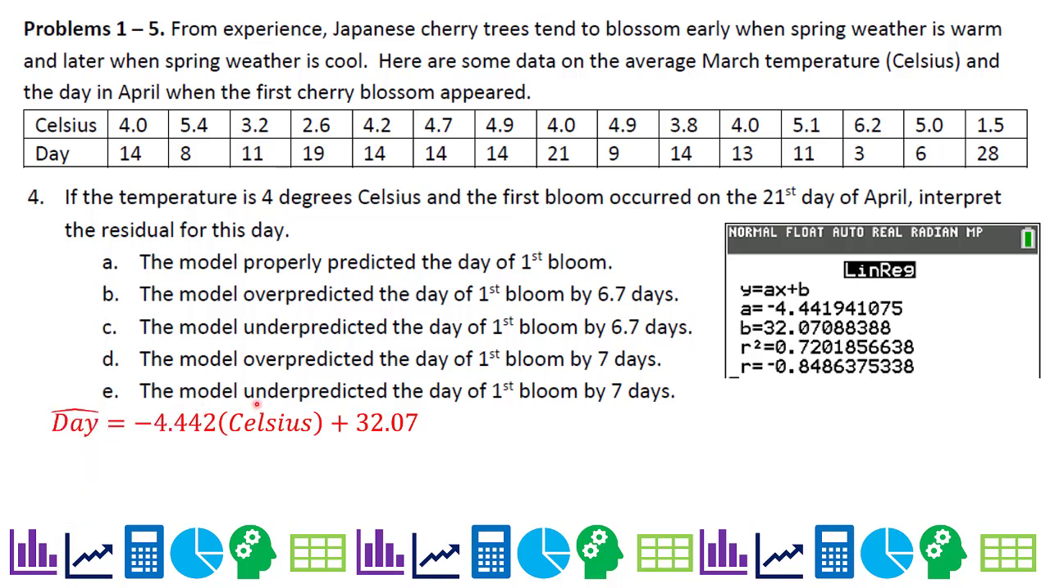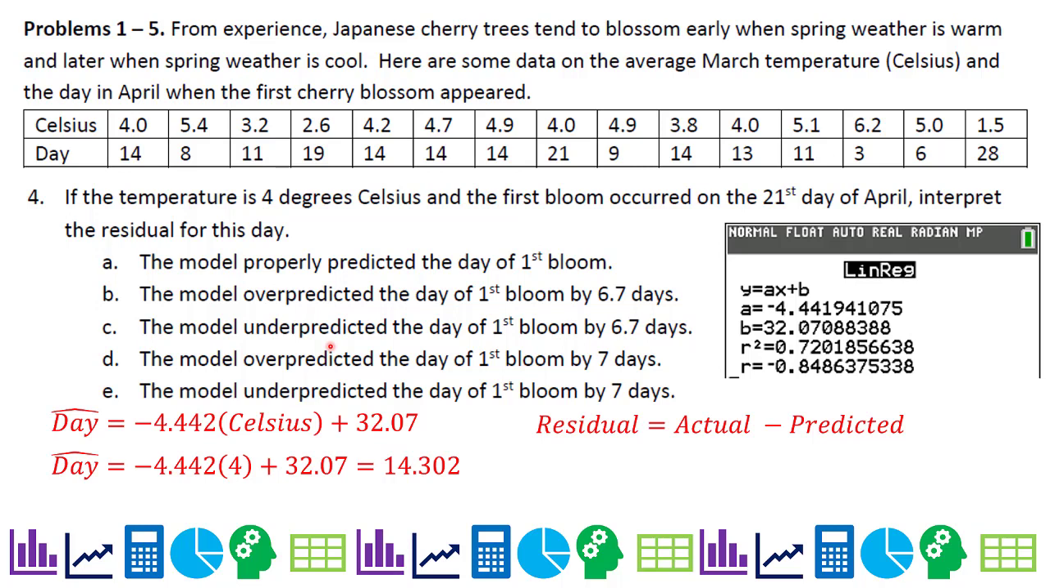So we take our Celsius, which is up here, and then we add our y-intercept, which is the b over here. And substituting in, we get 14.302. So that's the predicted value. And to find a residual, you have to go actual minus predicted. Some people say, oh, that's like AP, like AP Stat. So if that helps you remember which order, that's fine. So let's go ahead and substitute our actual and our predicted, and we get a positive difference of 6.7 days.